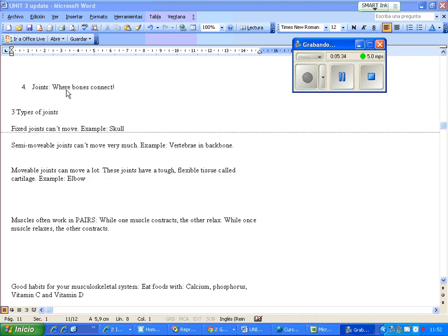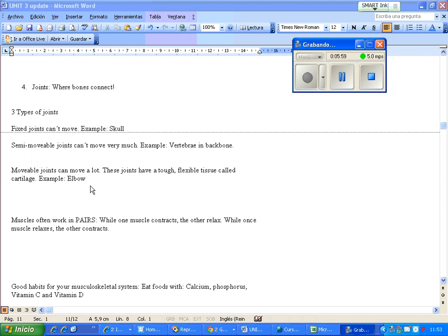Let's talk about joints. Joints, where bones connect. There are 3 types of joints. Fixed joints can't move. For example, the skull. Semi-movable joints can't move very much. For example, vertebrae in the backbone. Movable joints can move a lot. These joints have a tough, flexible tissue called cartilage.